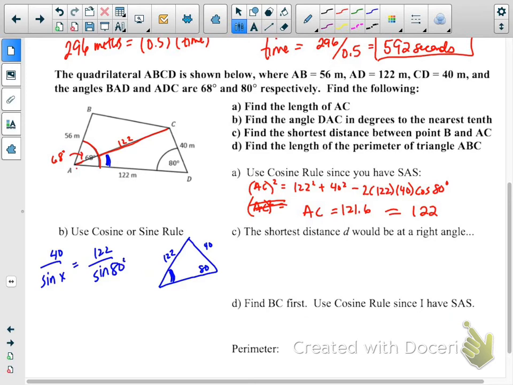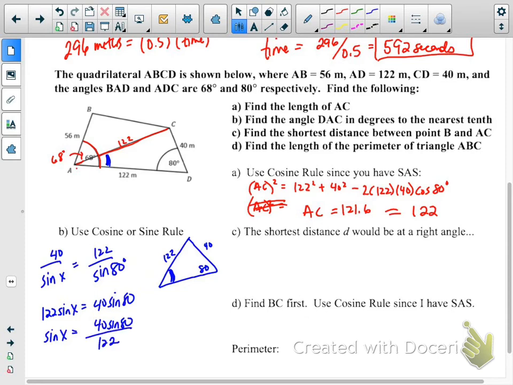is equal to 122 over the sine of 80. Be really careful here. I almost wrote the sine of 122. Make sure that your angle goes with the sine and that your side goes on the top there. So we're going to cross multiply here. 122 sine of x is 40 sine of 80. Sine of x is 40 sine of 80 over 122.